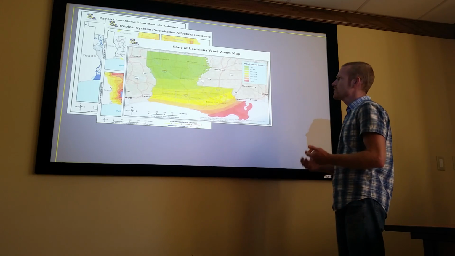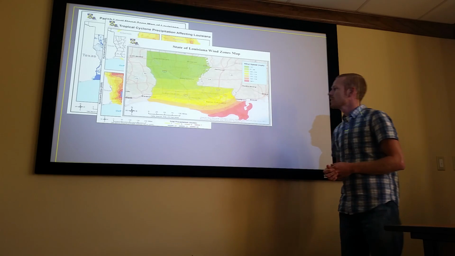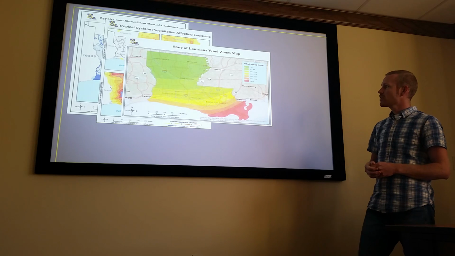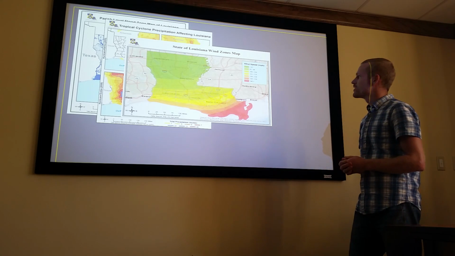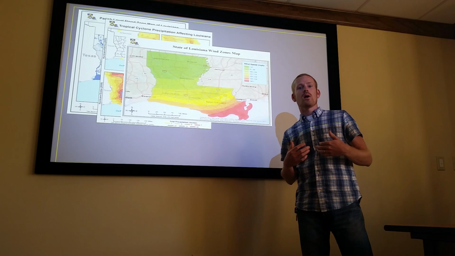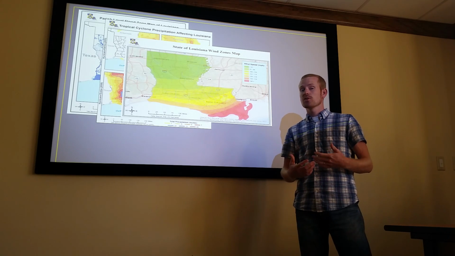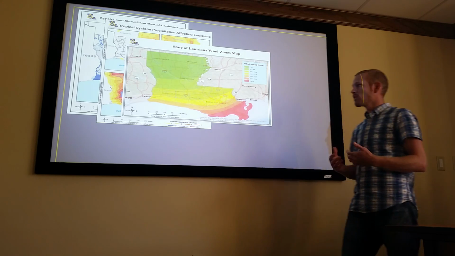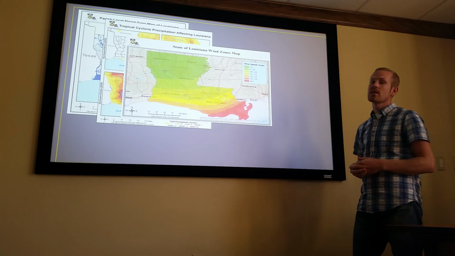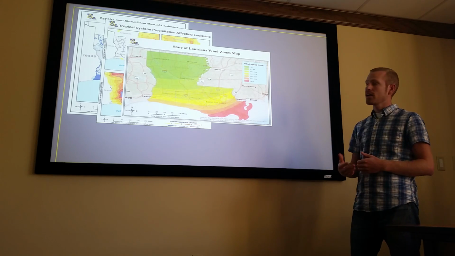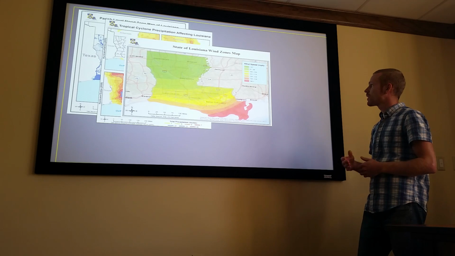So we also have this wind zones map. This was developed by the LSU Ag Center. We have different wind zones, and these wind zones determine what your building codes should be, or what you should be building your infrastructure to, based on the wind speeds that could recur there from hurricanes. This is based on hurricane recurring wind speeds.